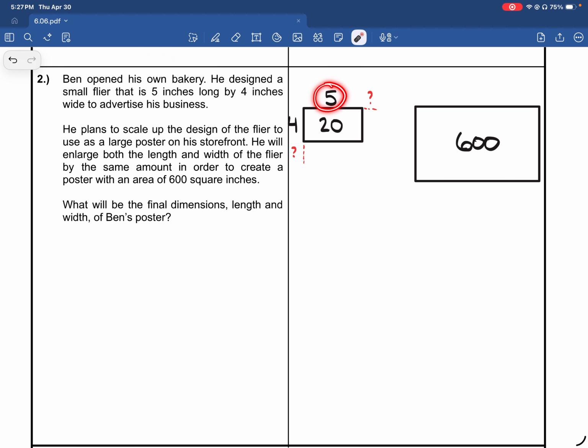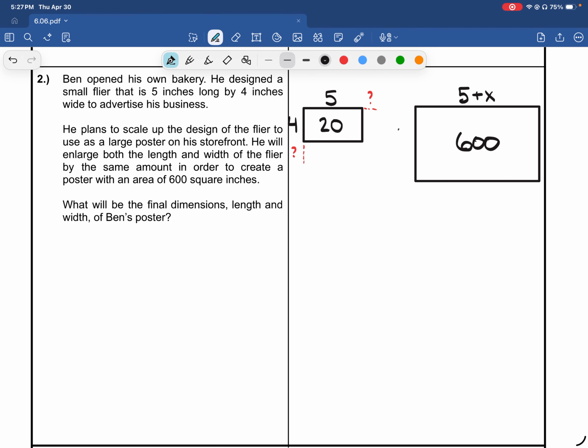So this is going to be 5 plus something to give you this. I'll call that 5 plus x. This is going to be 4 plus something to give you the width. So I'll call that 4 plus x. You'll need to solve the equation 5 plus x times 4 plus x equals 600.